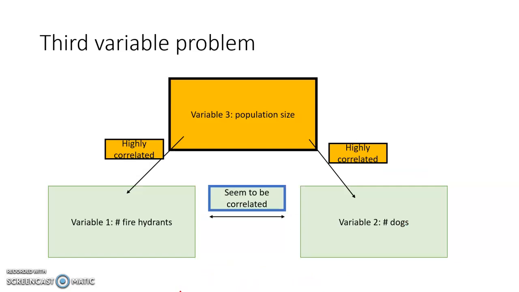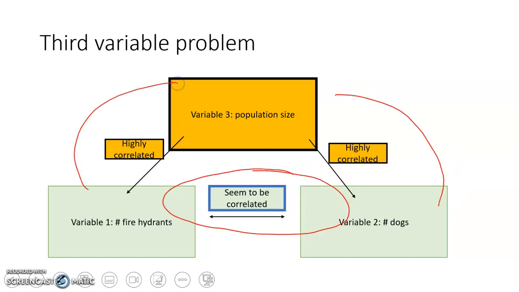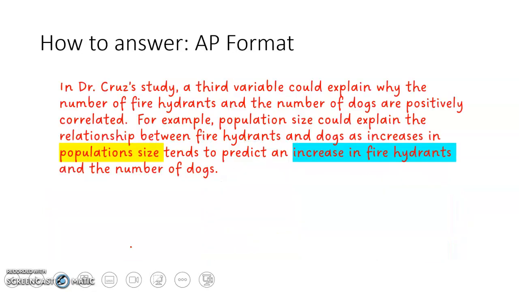So this diagram shows you that, right? We have the two that seem to be correlated, fire hydrants and dogs. In fact, they are related to this one, population size. So in essence, population size, which is highly correlated to both variables, actually explains this. So how do we write that in an FRQ? How do we get all that? We're able to do that in about 2 sentences.